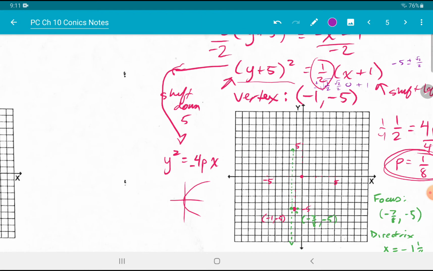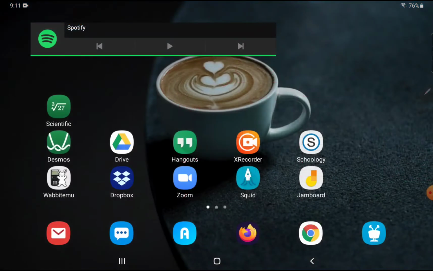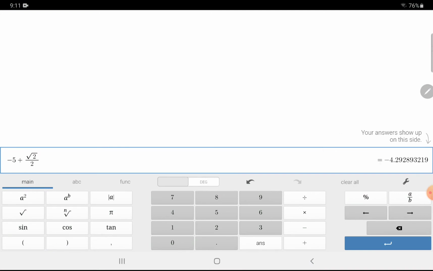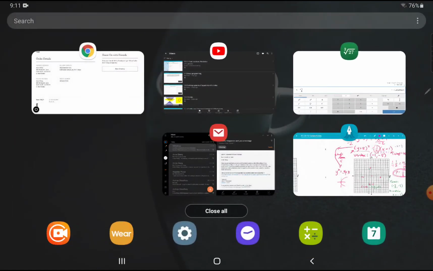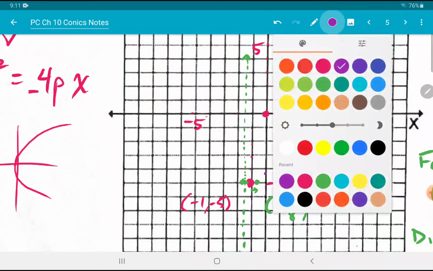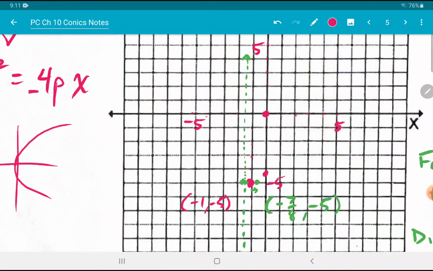Let's go ahead and figure that out on the calculator. So let's go to our scientific calculator. And we said we needed the value of -5 plus square root of 2 divided by 2. And that's going to be a value of -4.29. Okay, so here we are at x equals 0. We'll be at -4.29, roughly around there. Oops, let me change colors. Right there. And then remember, because of symmetry, you'll have it on this side as well. So your parabola is going to wrap around like this. Try to make it as curvy as you can.